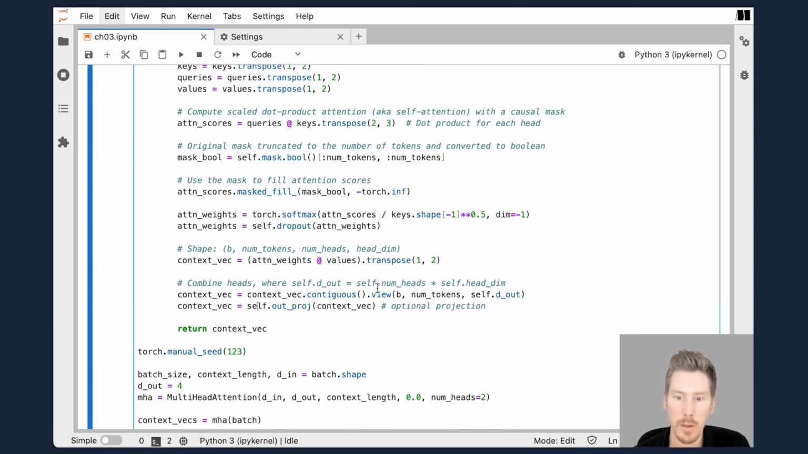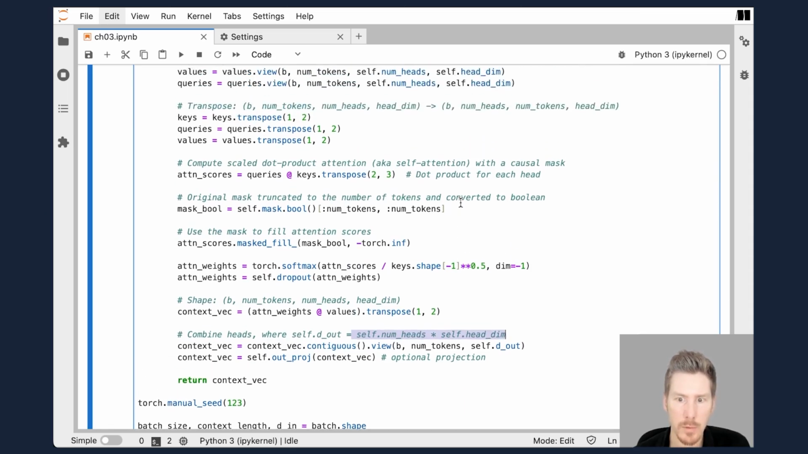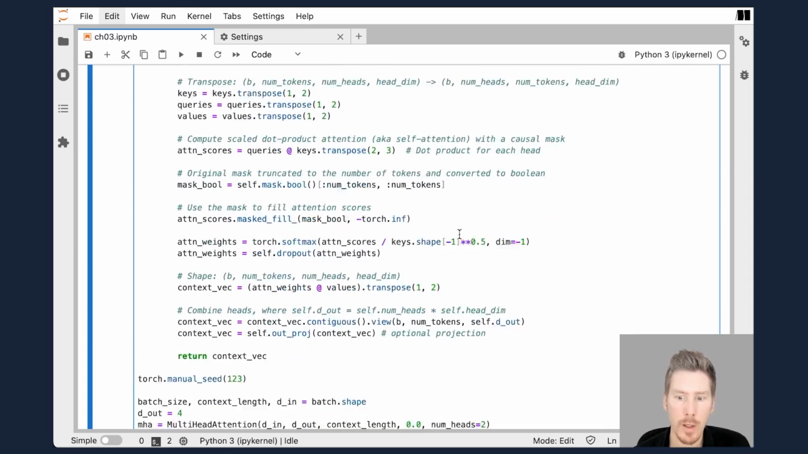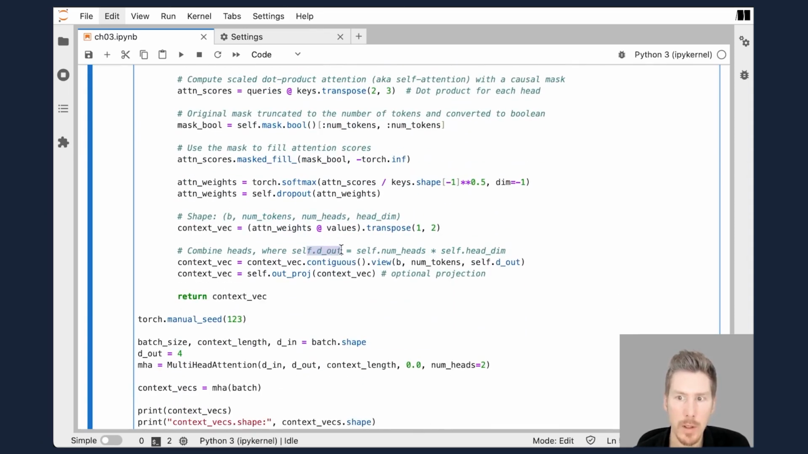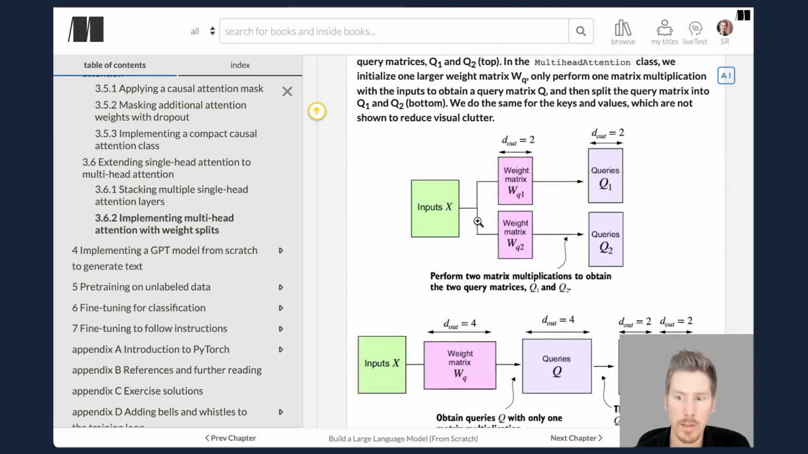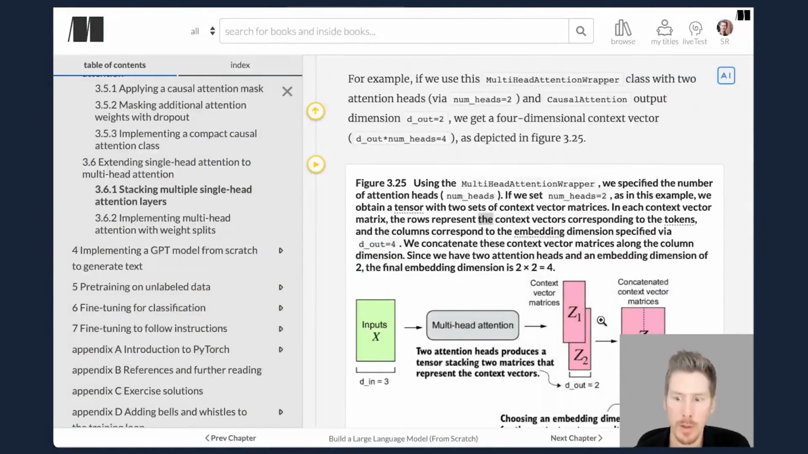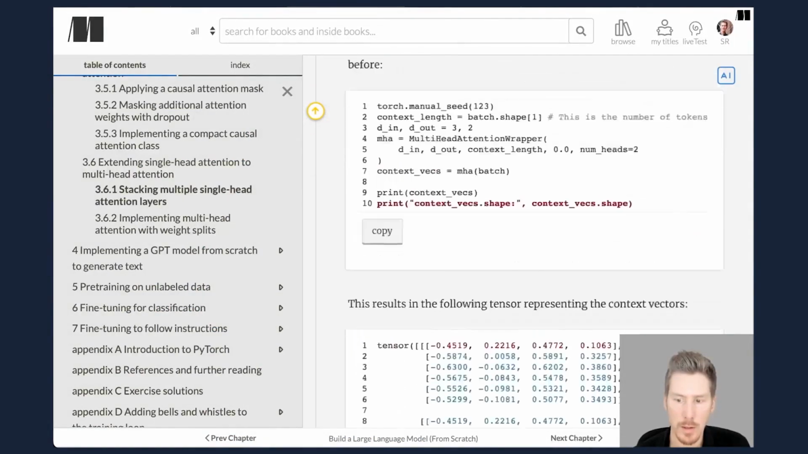There's one more thing though here, the contiguous view. This is where we are combining the context vectors. So we are now going from number of heads, head dim. So we do everything separately here. So we have this num heads and head dim. And now we are combining it again into the out so that we get the concatenated context vector. So if I go back up again, this is essentially performing this concatenation here again.